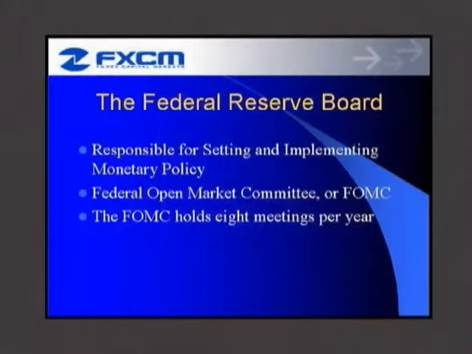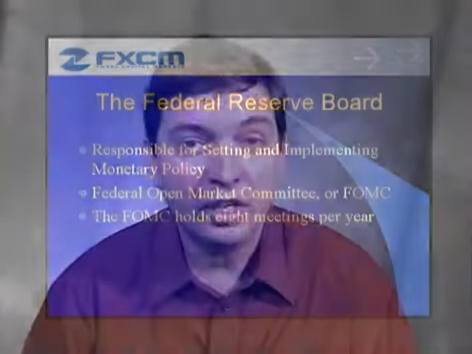The Federal Reserve Board, they're responsible for setting and implementing monetary policy in the U.S. The Federal Open Market Committee holds 8 meetings per year. At those meetings, interest rate decisions are made, and frequently comments are made that relate to the future direction of interest rates. So these meetings are very closely watched for those reasons.